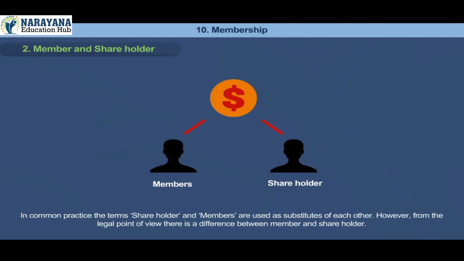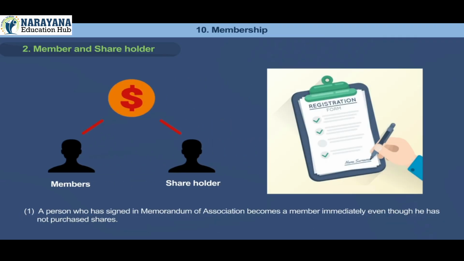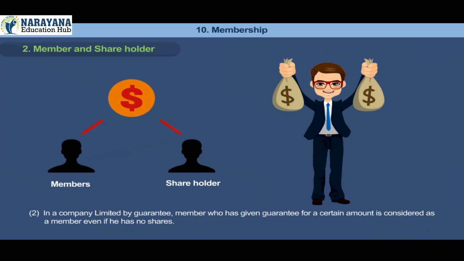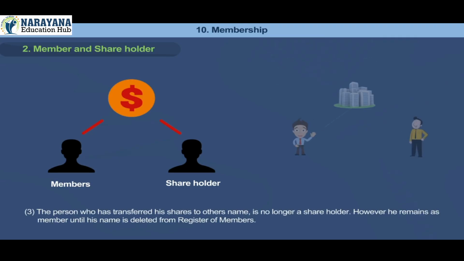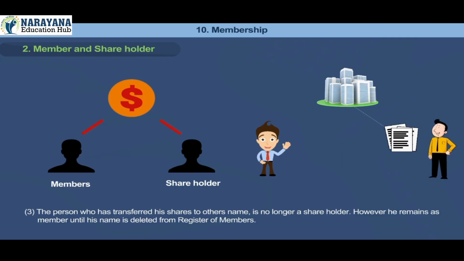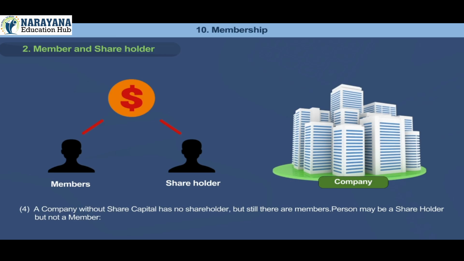However, from the legal point of view, there is a difference between member and shareholder. 1. A person who has signed the Memorandum of Association becomes a member immediately even though he has not purchased shares. 2. In a company limited by guarantee, a member who has given a guarantee for a certain amount is considered a member even if he has no shares. 3. The person who has transferred his shares to another's name is no longer a shareholder. However, he remains a member until his name is deleted from the Register of Members. 4. A company without share capital has no shareholders, but still there are members.